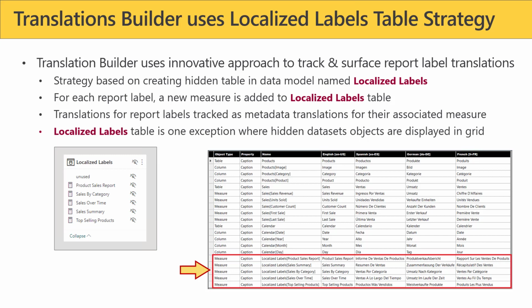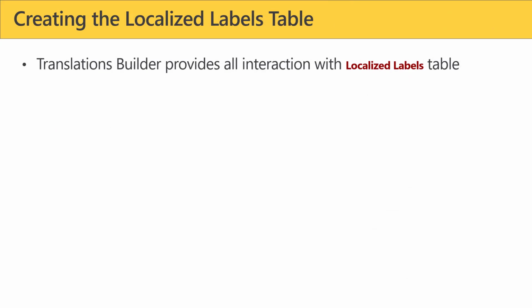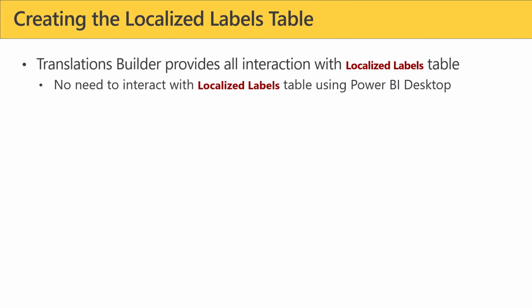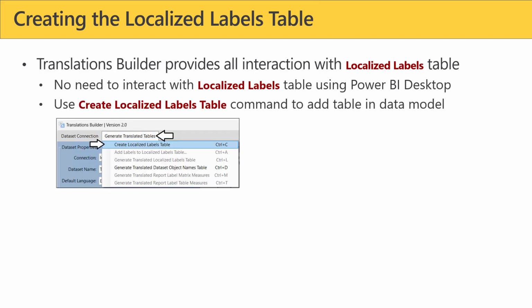We'll go ahead and add you, as a data set object, that the user can go ahead and add translations for. Now, what's nice is that Translation Builder provides all interaction with the localized labels table. So you never need to go to Power BI Desktop and do anything to the particular localized label table. You can see it there, it's hidden, but there's no need for you to perform any tasks in the Power BI Desktop user experience.